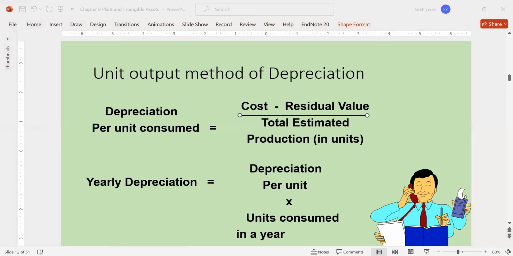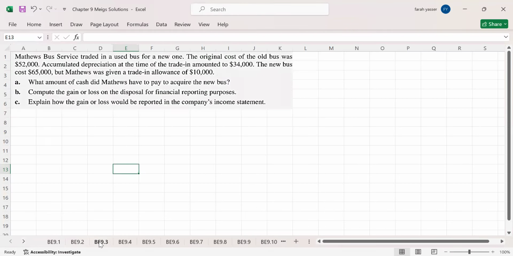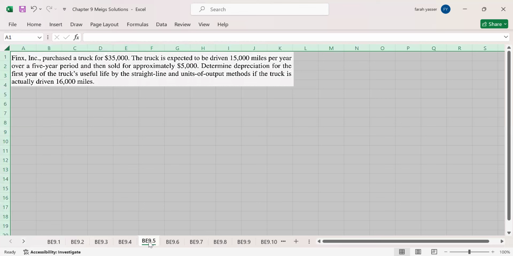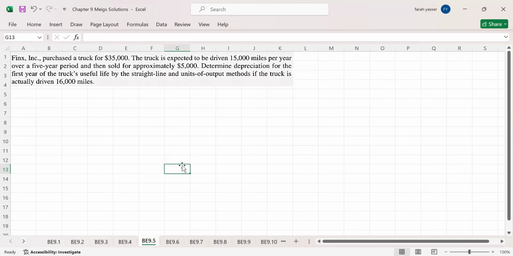So we will work through practice questions from the book Financial and Managerial Accounting by Williams, Haka, Bettner, which is also known as Meigs Accounting. So let's get started, and I'm sharing with you the Excel sheet. So here it is, the Excel sheet. And we will cover brief exercise 9.5.